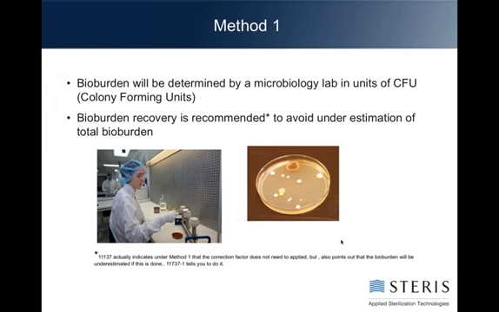They're going to measure it in colony-forming units. So when you get your report, it'll have a number, and that will refer to how many colony-forming units they saw. In Method 1, most people will say that bioburden recovery is recommended to avoid underestimating the total bioburden. What it actually says is that you don't have to do it, but it's recommended. But it also points out that if you don't do it, you are likely underestimating your bioburden. So the other thing is, if you don't do it and somebody reviews the data, they're going to ask you why you didn't do it.